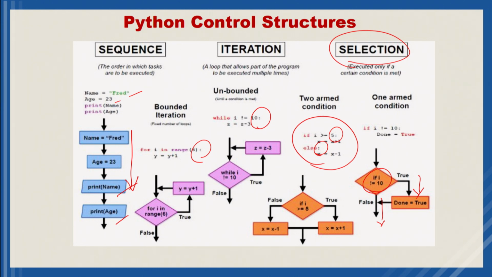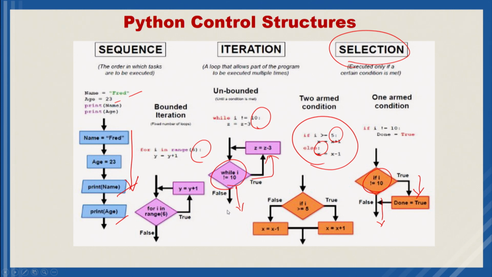Now, moving on to the while statement, see here, when a condition is true, you go on repeating the same set of instructions. See here, while I not equal to 10, you are going to perform z is equal to z minus 3 repeatedly until the condition is false, and then you exit the while loop.